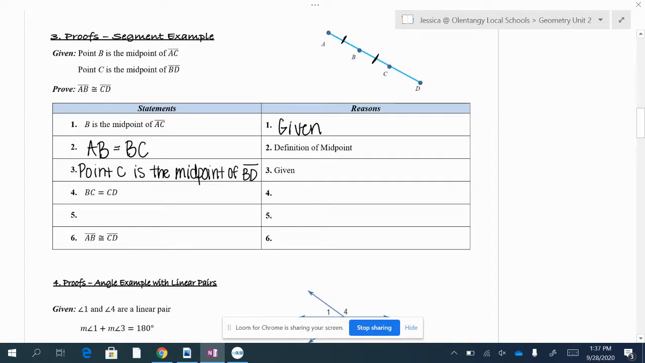Kind of repeating the same pattern, so then BC equals CD, and I'm going to repeat the same pattern and say that is the definition of midpoint. And now I see that BC and BC are being repeated, so then I can set the other two equal to each other. So AB is equal to CD, and that is the transitive property. So we're cutting out the middleman there.